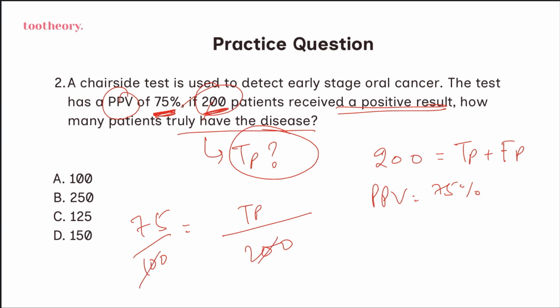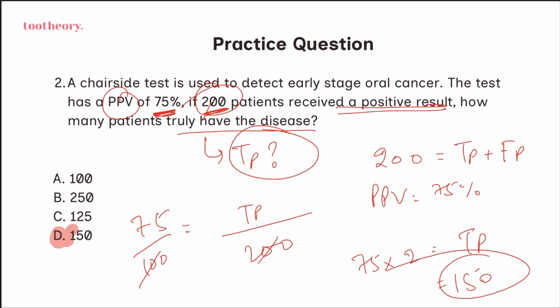So if I cancel this right here, 75 into 2 is the true positive, which is essentially 150, and that is the answer. So you can get questions that do not directly ask you the PPV, and they ask you one of these other values, and you can easily take them out by using the formula.